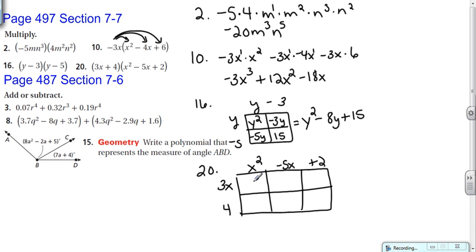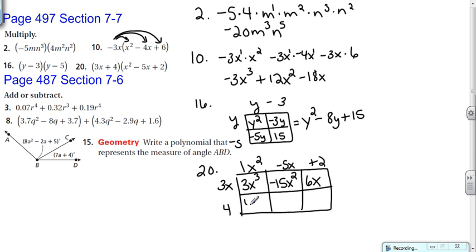if I go up, I've got x squared. I go to the side, I got 3x. I'm going to put a 1 there. So 3 times 1 is 3. X to the first times x to the second. Keep the x, add 1 plus 2. 3 times negative 5 is negative 15. X times x, keep the x, add 1 plus 1, and get 2. 2 times 3x is 6x.